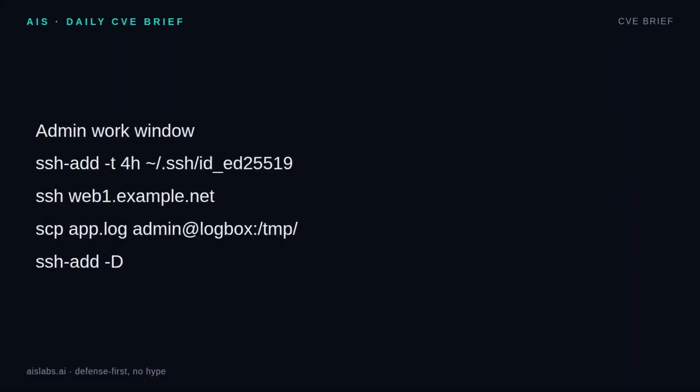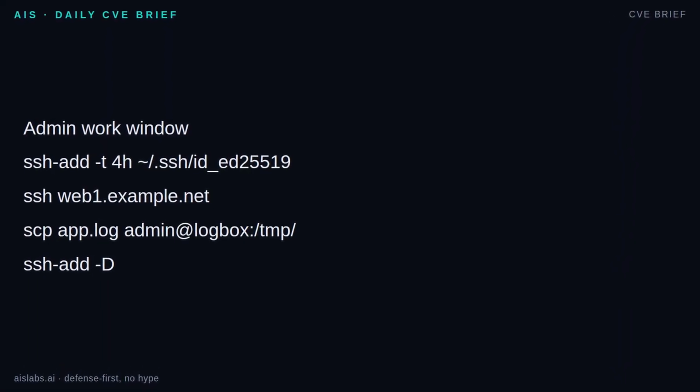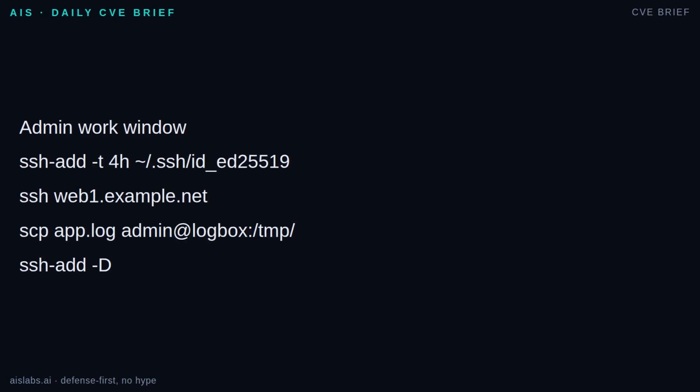A normal admin pattern looks like this. You start a planned maintenance window on your laptop. You add your admin key with a 4-hour lifetime, matching the window plus a little cleanup time. Now SSH to web1, pull logs, run your normal configuration checks, and copy one application log to the log collector. During that period, SSH and SCP can use the agent without nagging you.